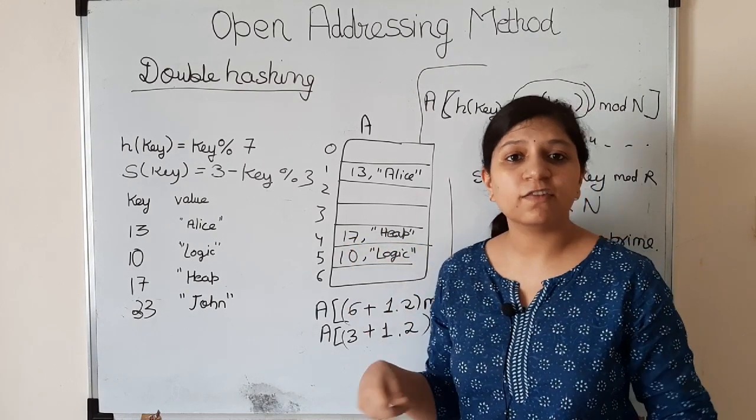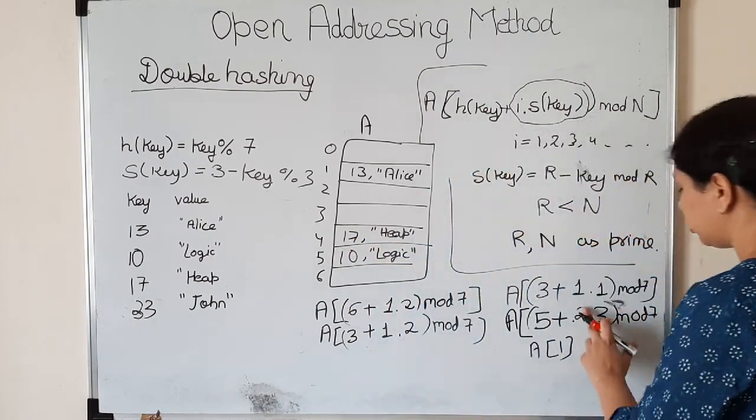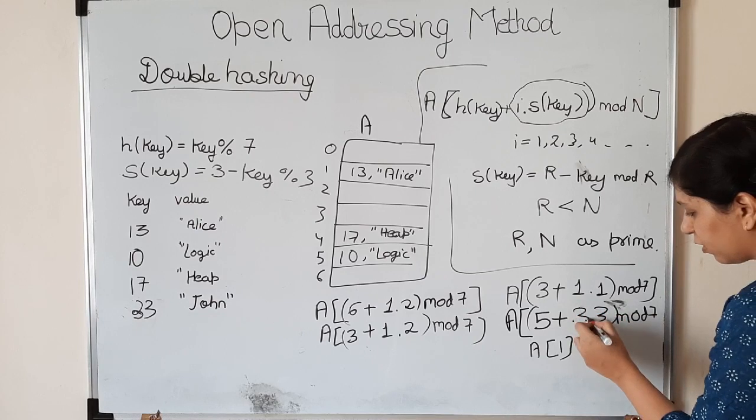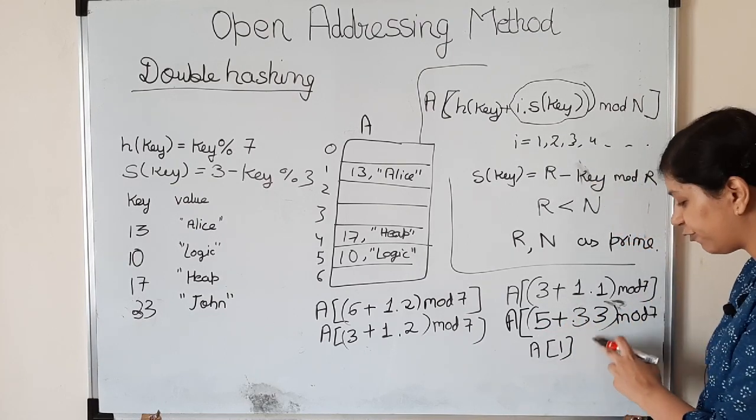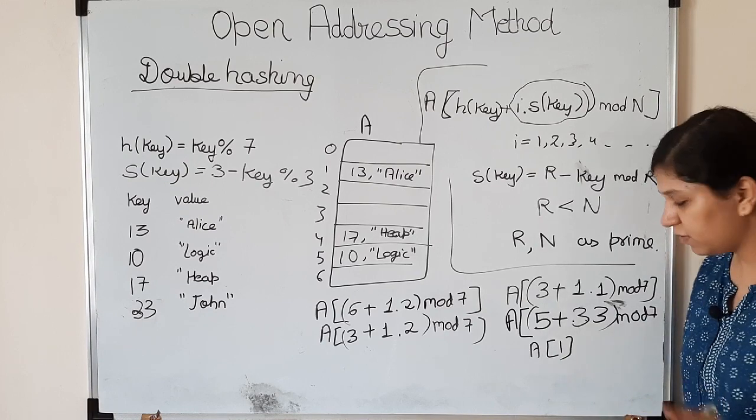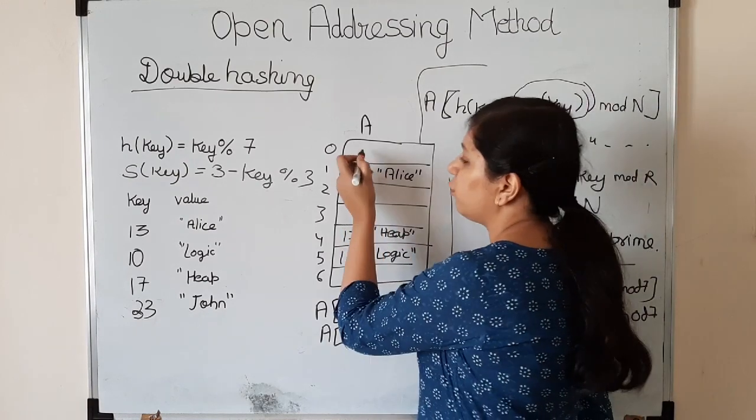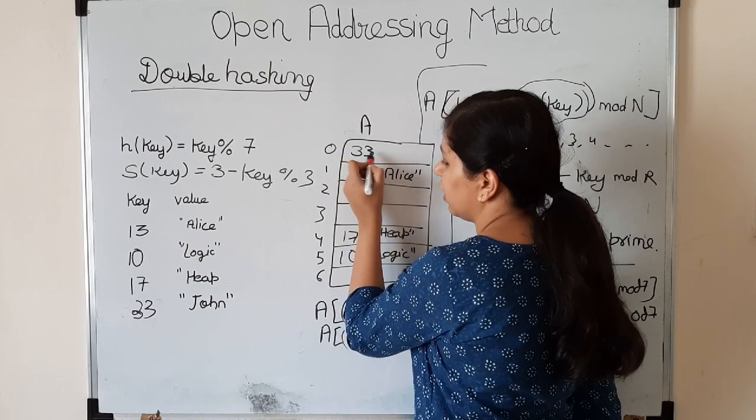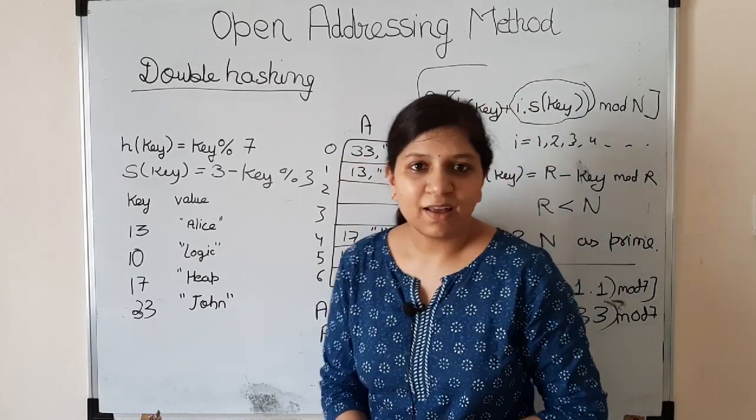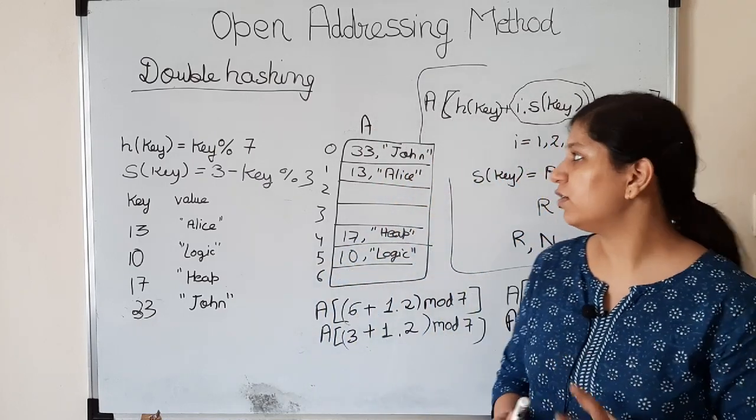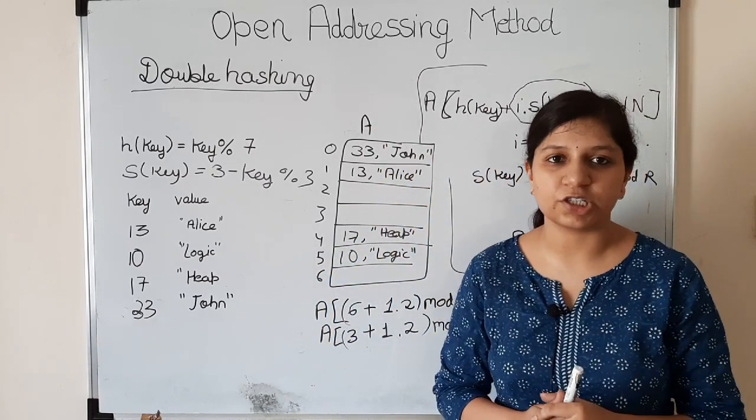Now this place is also occupied. So you will change i to 3. 5 plus 9, okay, which is going to give you 14. 14 modulo 7 is 0. So here you will put 33. Okay, so that's how we handle collisions in double hashing.